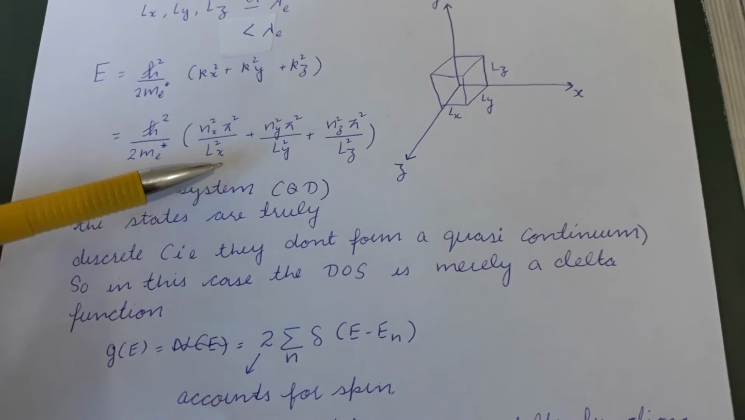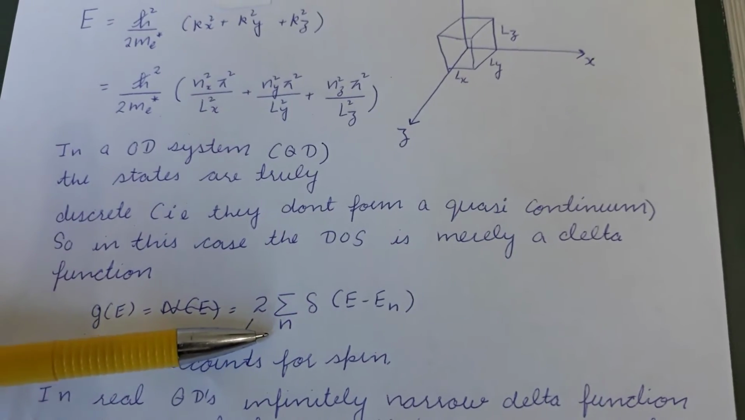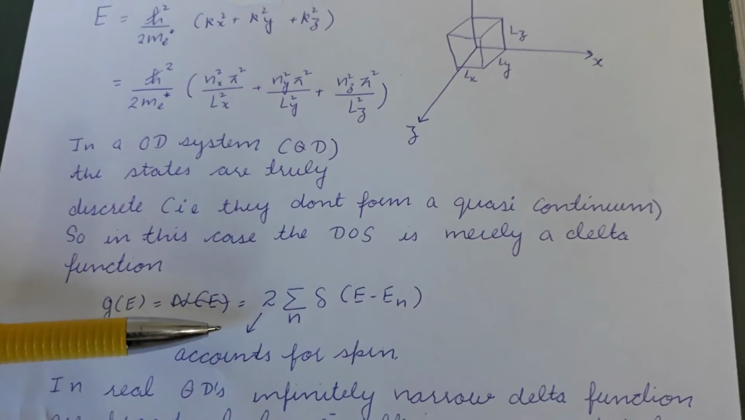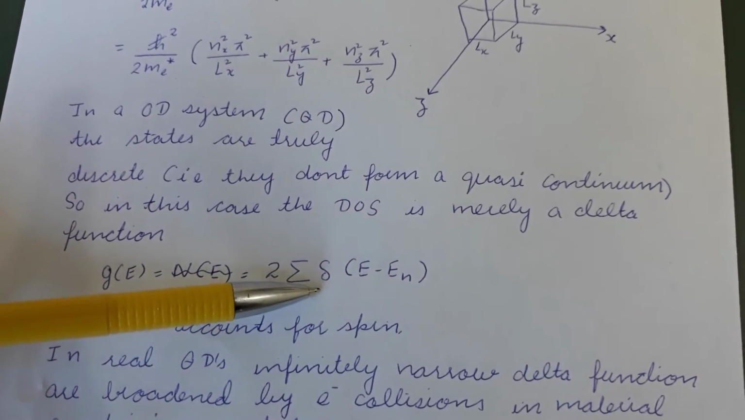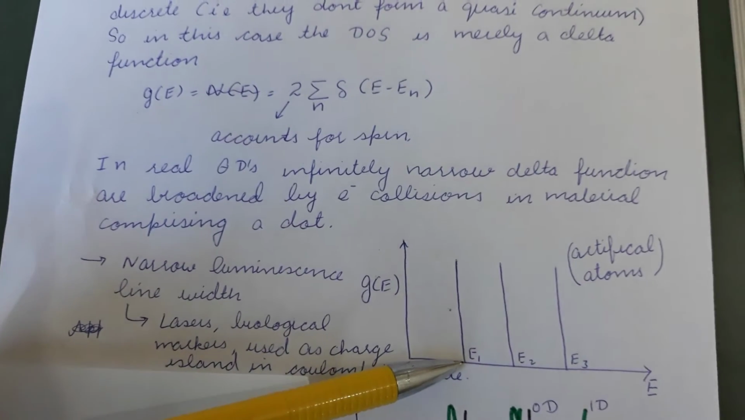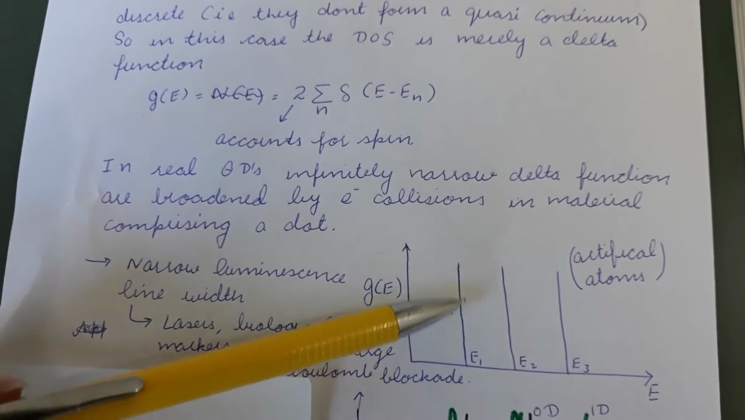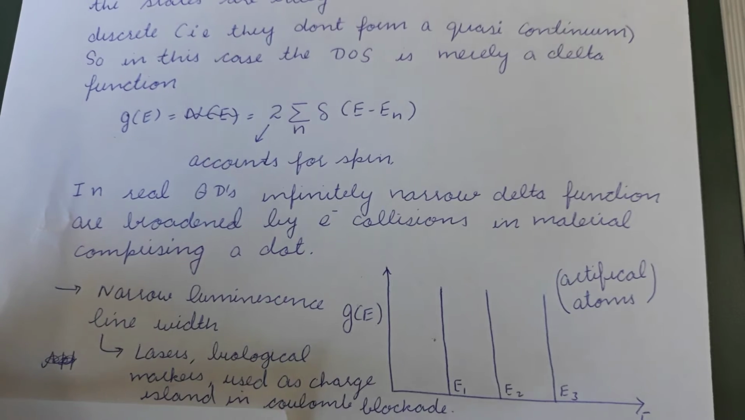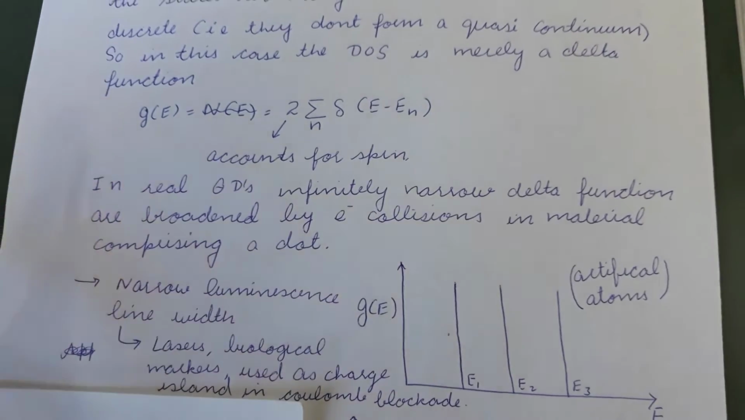The k vector is not continuous in any direction, due to which the density of states for such a material is given by a delta function. The factor of 2 is written here because of the two spin states of the electron. Whenever E is equal to En, the density of states will show a spike. Ideally it should be of infinitesimal thickness, but in actuality it will have some FWHM, some width, because of the collisions of the electrons in the material with the lattice, defects, etc.